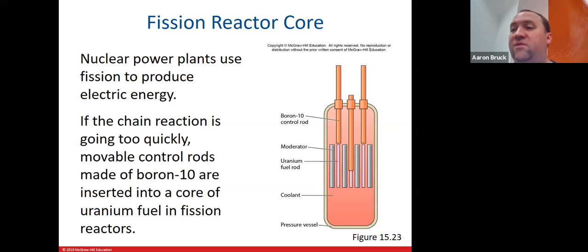Now, one of the safeguards that is in place are these boron-10 control rods. Boron-10 is a neutron poor nucleus of boron. It actually prefers to be boron-11. And so when the reaction starts to run out of control a little bit, boron control rods get inserted into the reactor to absorb the extra neutrons and slow the reaction down.